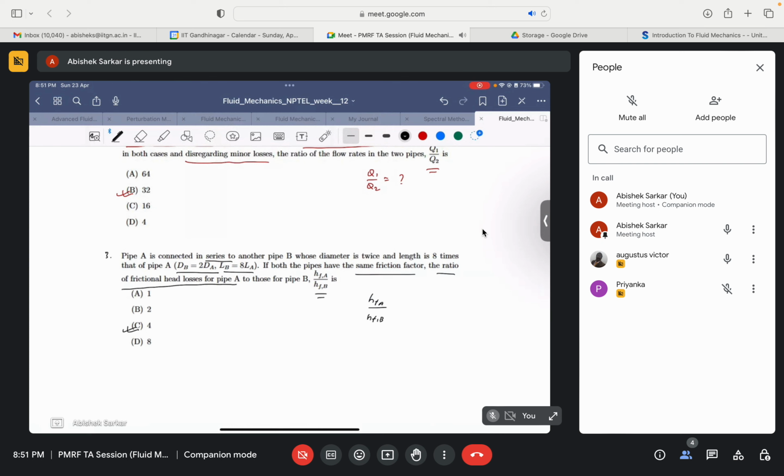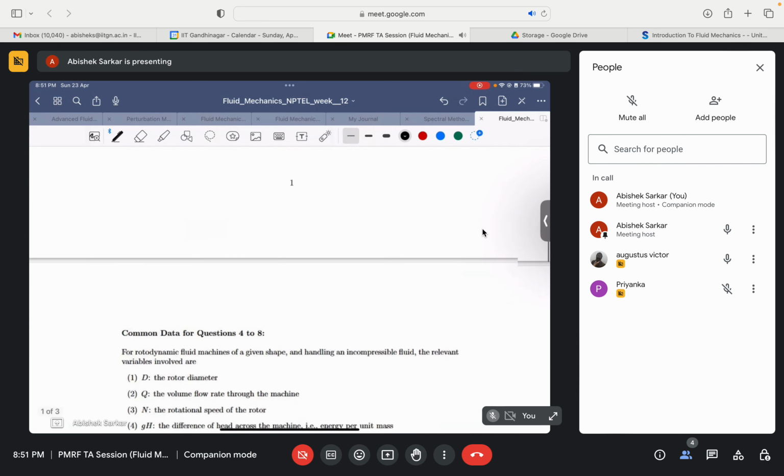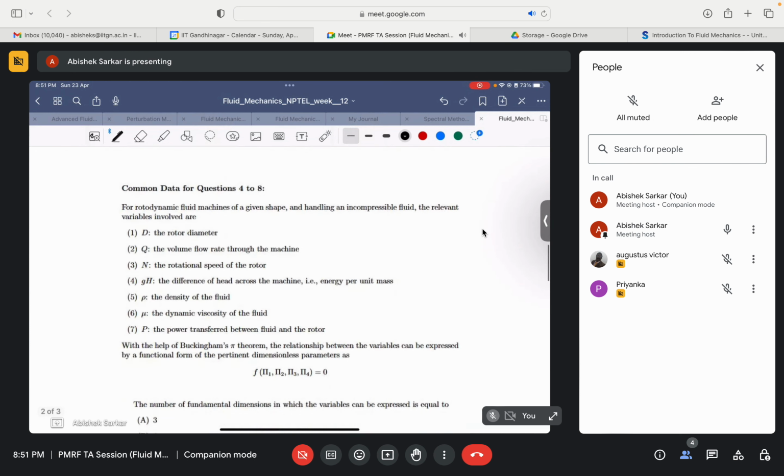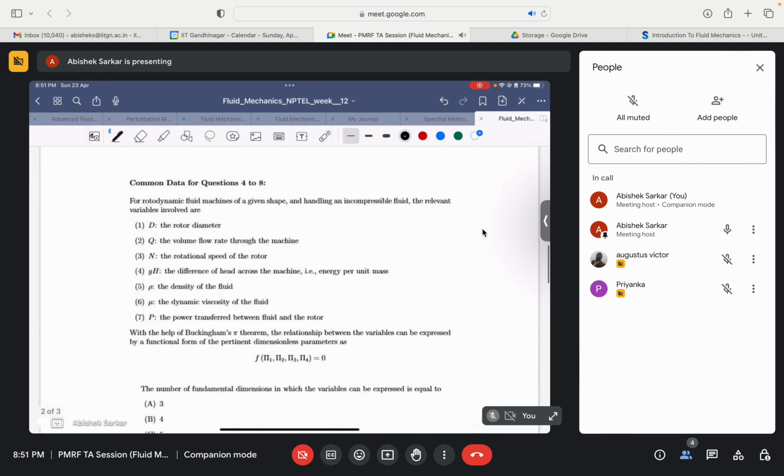So I guess you basically equated Q1 equal to Q2, right? Yes, sir. Okay. I guess it was quite simple. So let's then jump to the final question. Final question, because it is a common data type question. So okay, let me read it. A rotodynamic fluid machine of a given shape and handling an incompressible fluid.